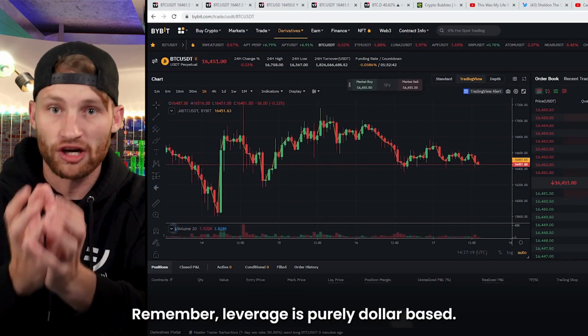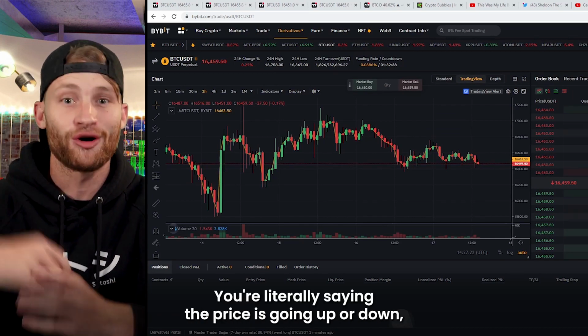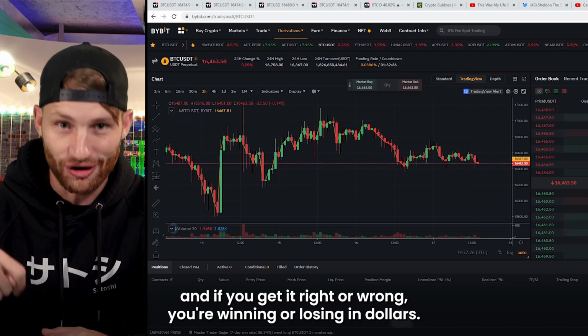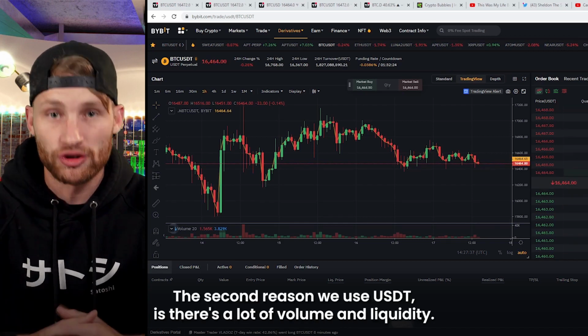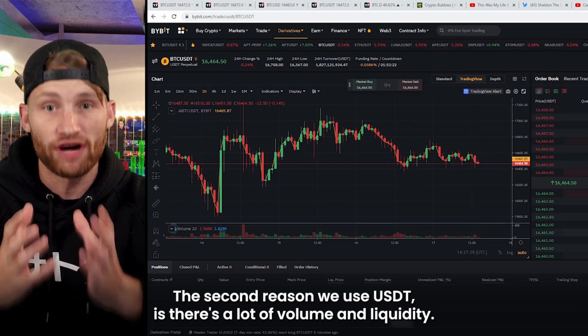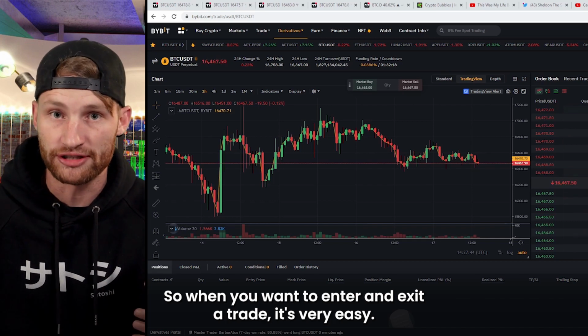Remember, leverage is purely dollar based. You don't own the token. You're literally saying the price is going up or down, and if you get it right or wrong, you're winning or losing in dollars. Very simple. The second reason we use USDT is there's a lot of volume and liquidity. So when you want to enter and exit a trade, it's very easy.